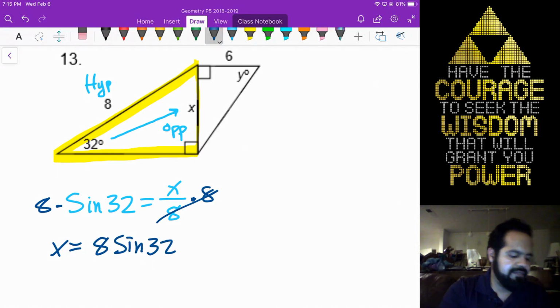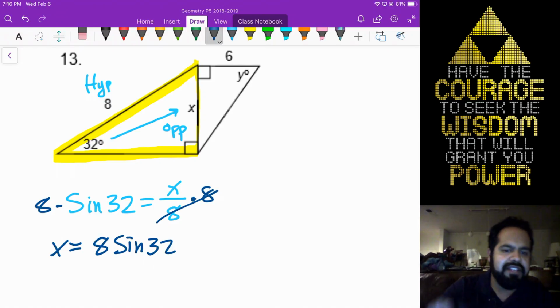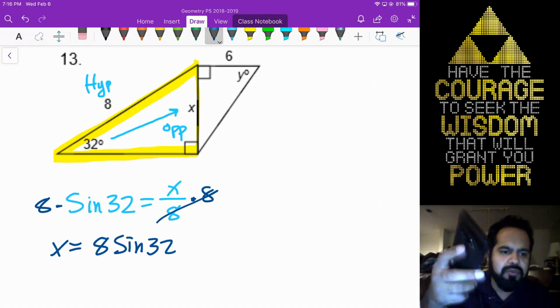Now, question. Some of you guys, I've seen you do this before, and it scares me. Some of y'all think, oh, divide both sides by sine of 32. No. You're getting the variable by itself. It is now by itself. Don't you dare do extra work.